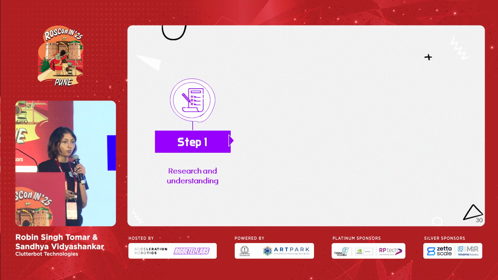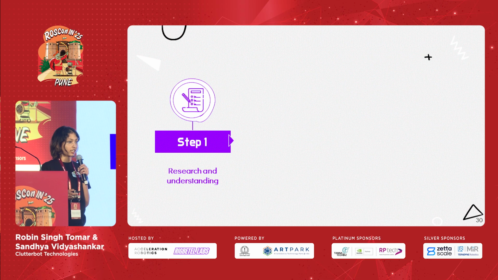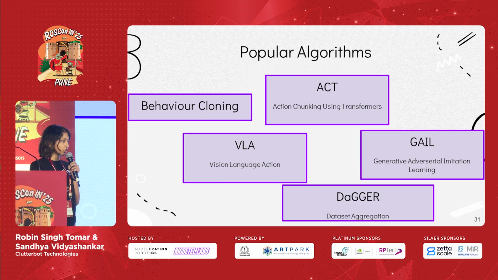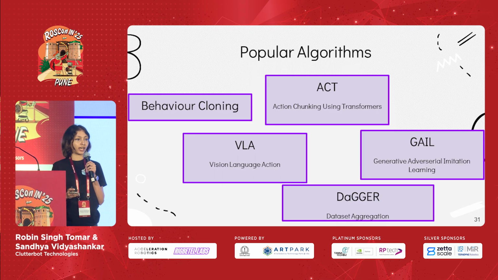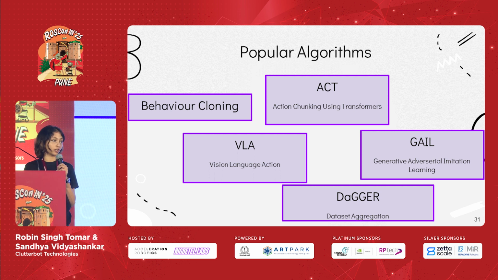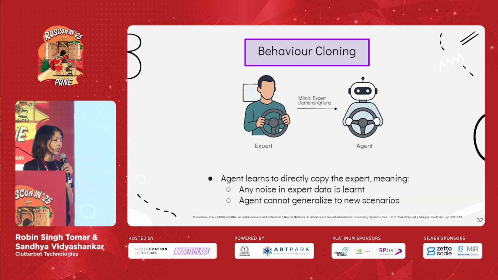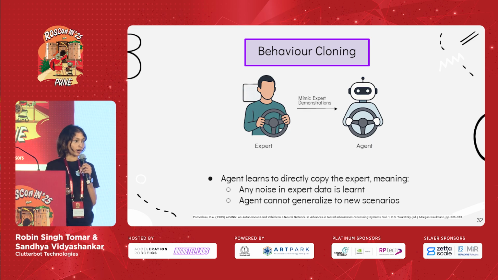So the first step was, like most things, research and understanding. When it comes to imitation learning, we have a lot of different algorithms, and a lot of people have already spoken about them in great detail. I won't be talking a lot about this, but basically we have behavior cloning. Behavior cloning is the simplest form of imitation learning, where an agent learns how to mimic an expert 1:1, basically.